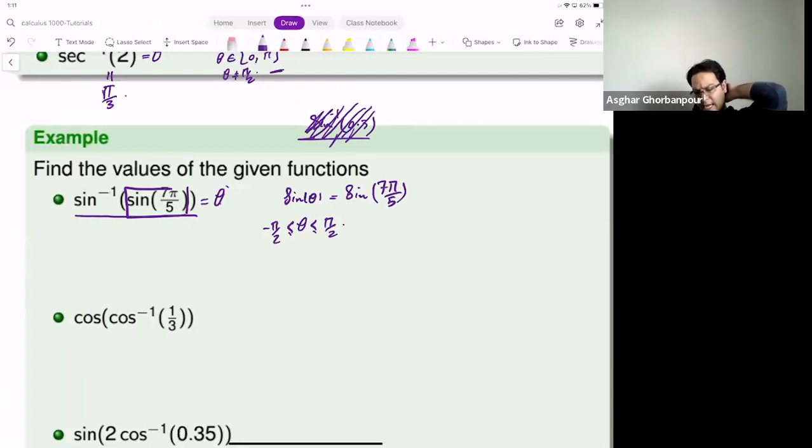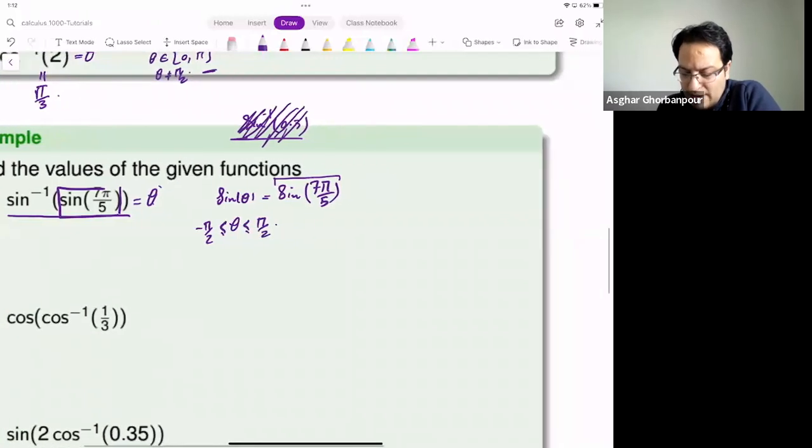Maybe let me ask you this one. Can anyone give me an angle whose sine is equal to sine of 7 pi over 5? We don't know the value of sine of 7 pi over 5. It's not a special angle. For that, we need a calculator. But there is a key point here, that we can find an angle like that.